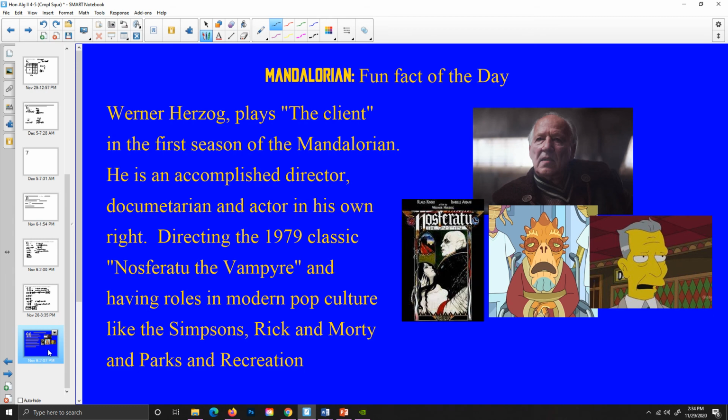So, the Mandalorian fun fact of the day, Werner Herzog plays the client in the first season of The Mandalorian. He is an accomplished director, documentarian, and actor in his own right, directing the 1979 classic Nosferatu the Vampyre, and having roles in a lot of modern pop culture like The Simpsons, Rick and Morty, and Parks and Recreation.